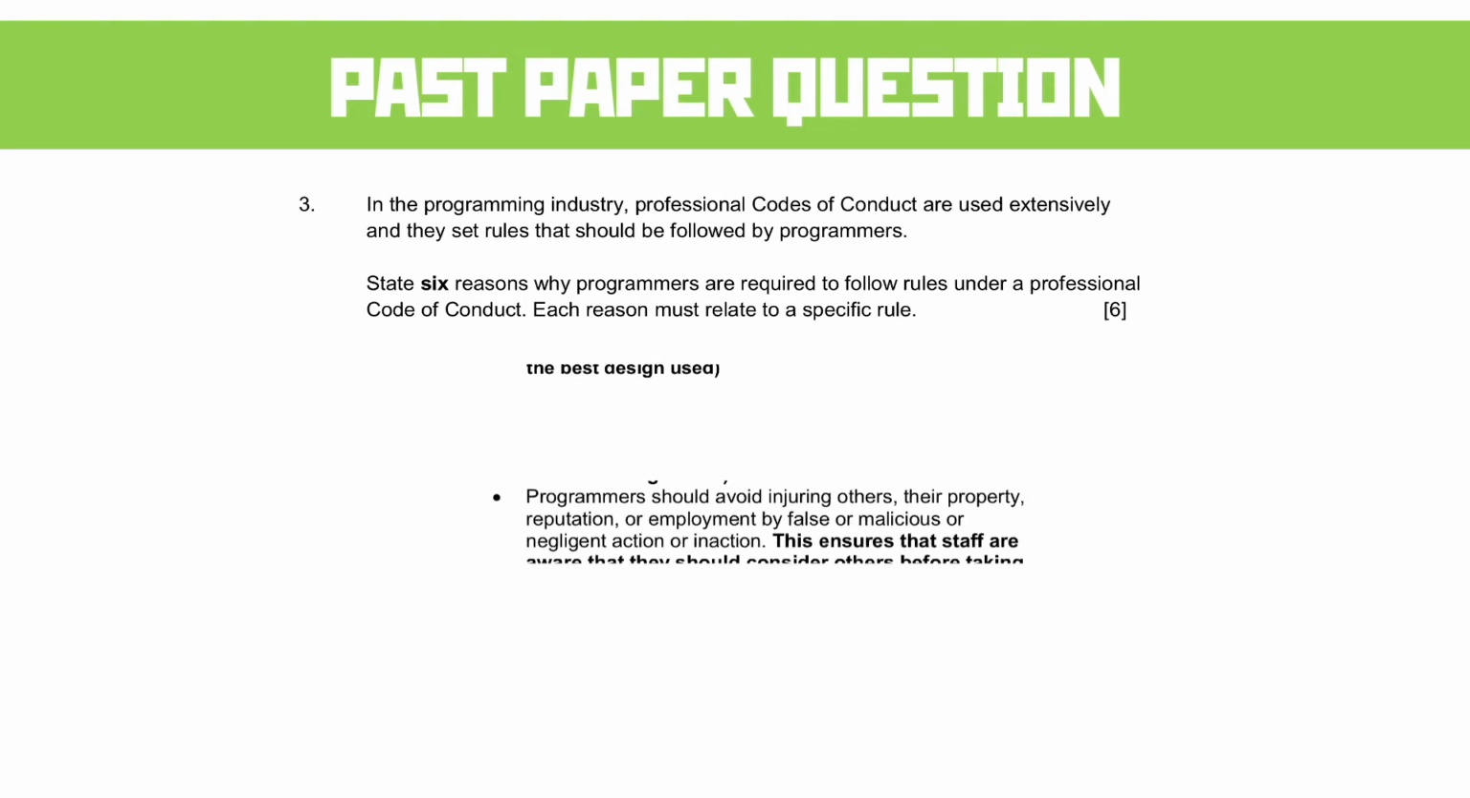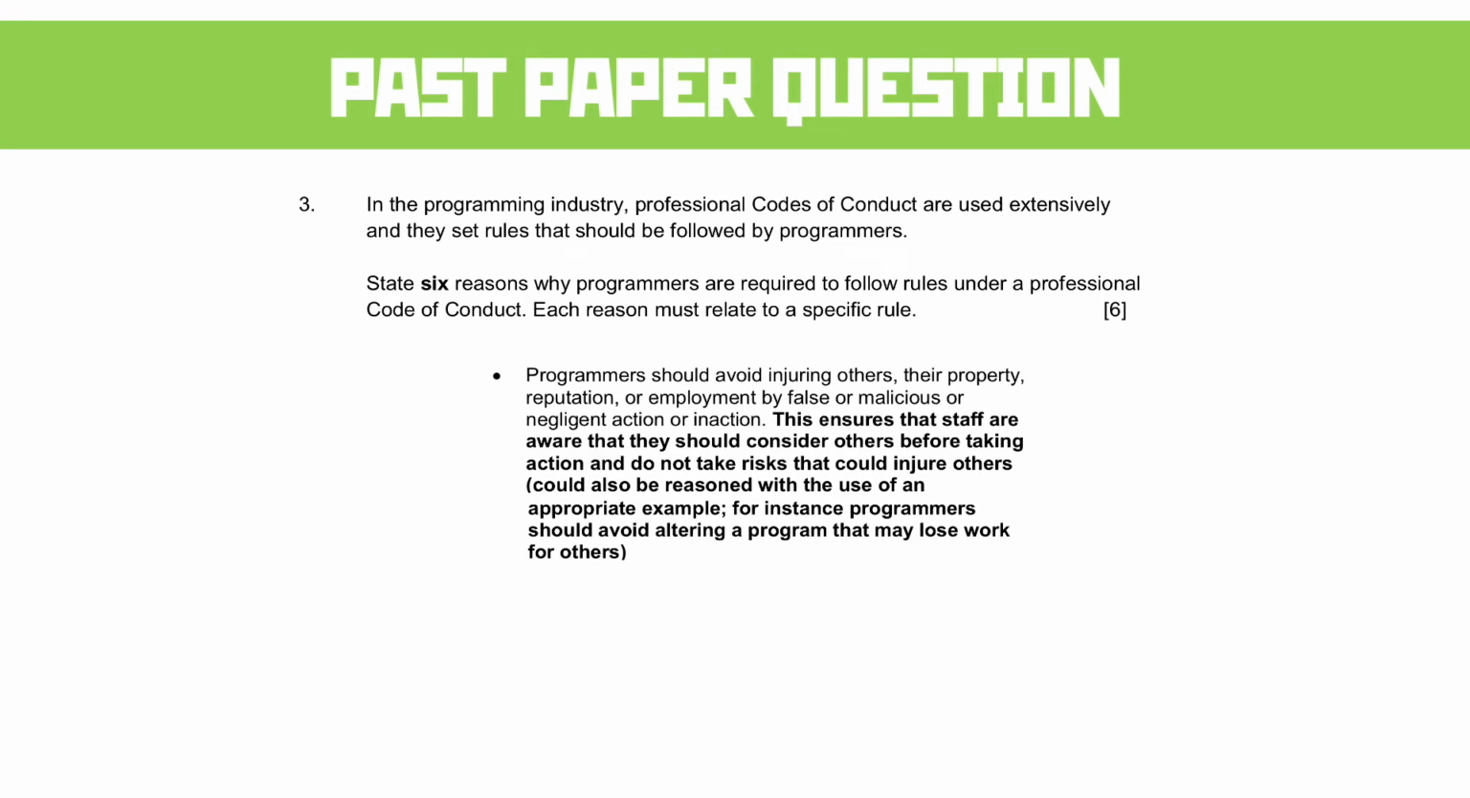Programmers should avoid injuring others, their property, reputation, or employment by false or malicious or negligent actions. And this makes sure that staff take account of other people and don't take risks that could injure other people. So, for instance, altering a program that might accidentally delete work for somebody else.